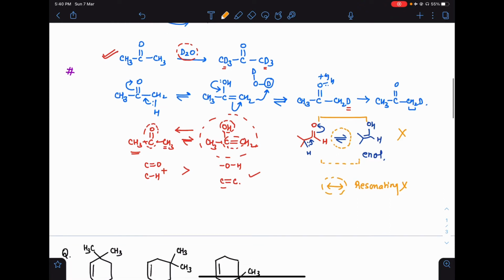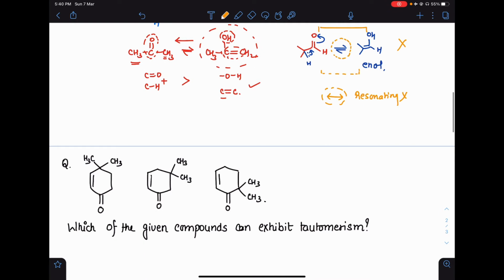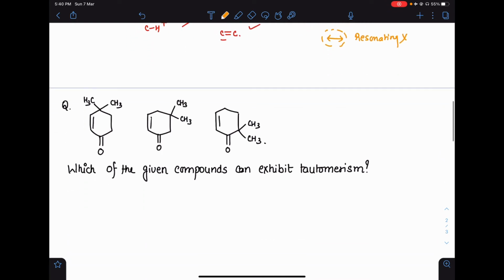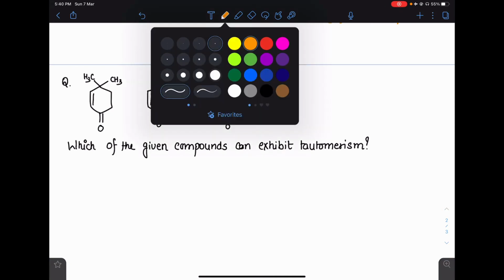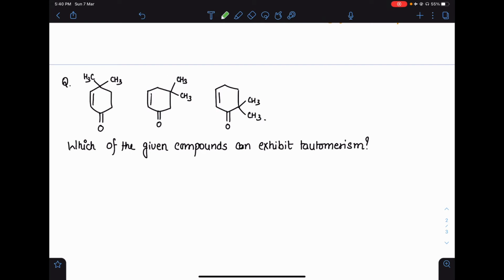All right. Now, this is one of the questions that was asked in NEET. It says, which of the given compounds can exhibit tautomerism? So you see, compounds containing alpha hydrogens can exhibit tautomerism. And what are alpha hydrogens? Hydrogens attached to alpha carbons are called alpha hydrogens. Now the question is, what are alpha carbons?